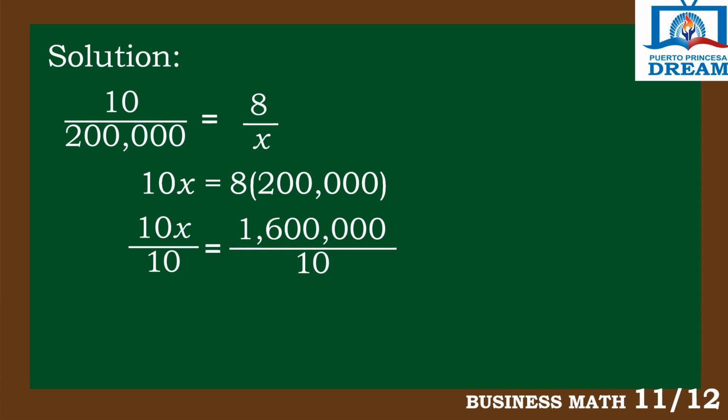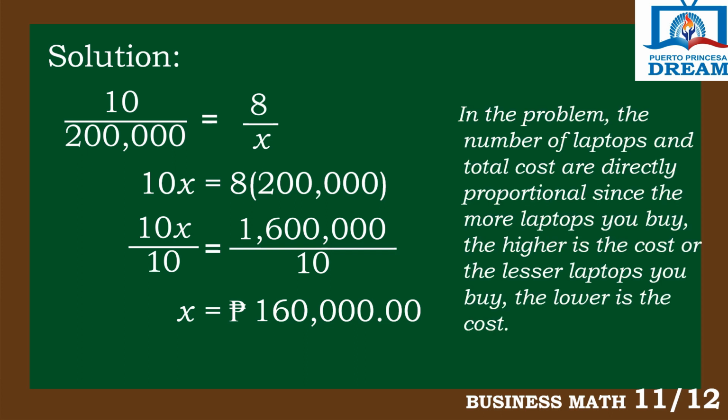After getting the result of cross multiplication, we divide both sides by 10 to get the value of x. That is, 10x over 10 is equal to 1,600,000 over 10. And the result is 160,000 pesos. Therefore, the cost of 8 laptops is 160,000 pesos. In the problem, the number of laptops and total cost are directly proportional since the more laptops you buy, the higher is the cost, or the lesser laptops you buy, the lower is the cost.